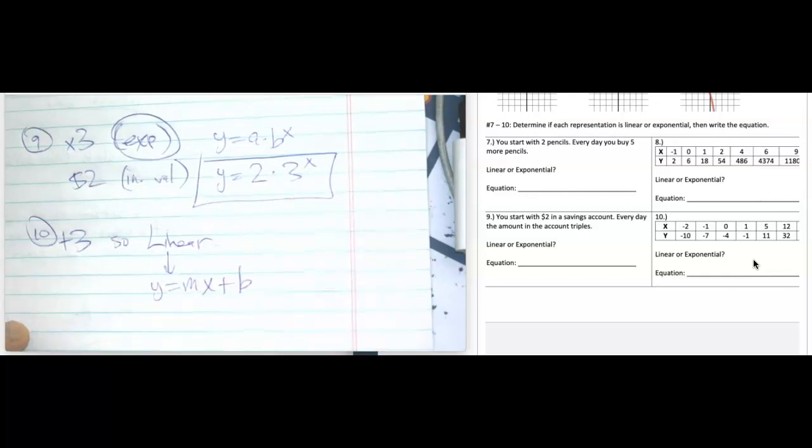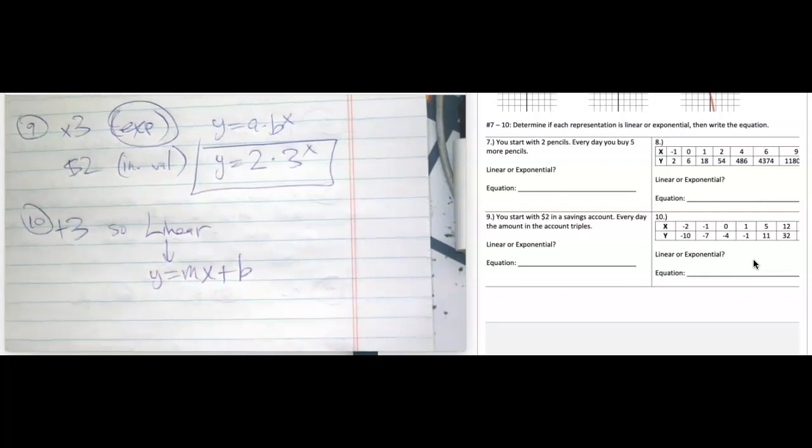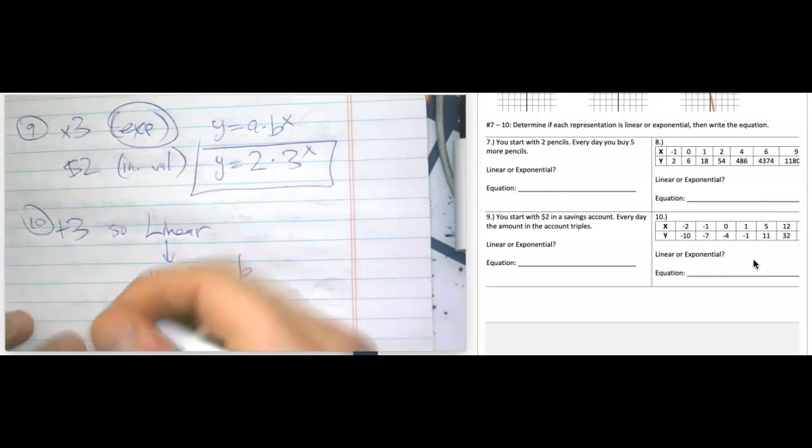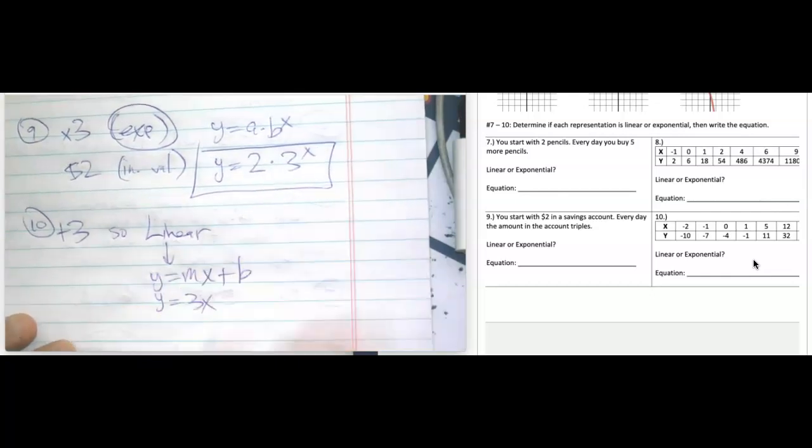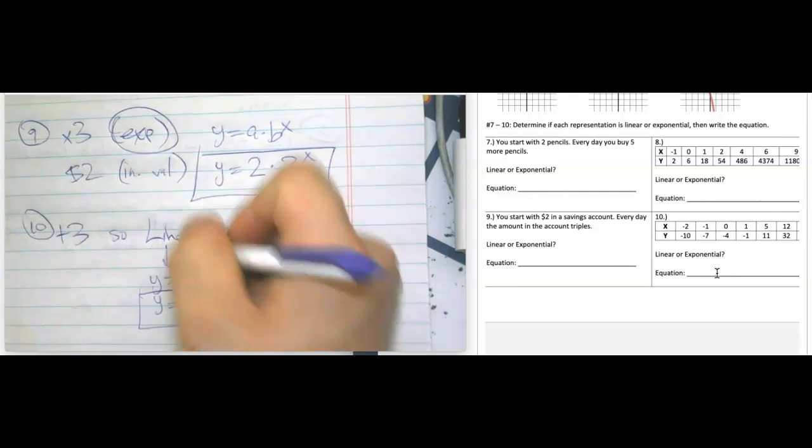Once I know it's linear, I know to use the equation y equals mx plus b, and in the equation y equals mx plus b, the rate of change is m, so it's y equals 3x plus the initial value. And remember the initial value is found where x is 0. Where x is 0, y is -4, so there's your equation. It's linear, and it's y equals 3x minus 4.